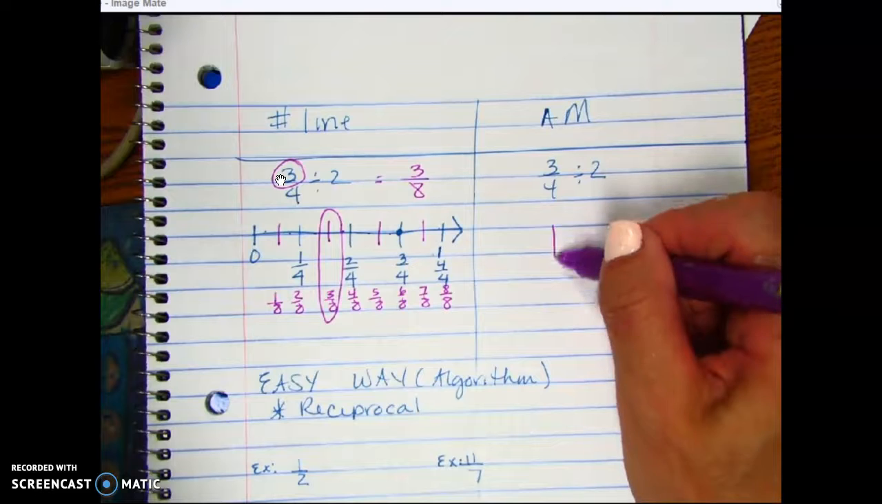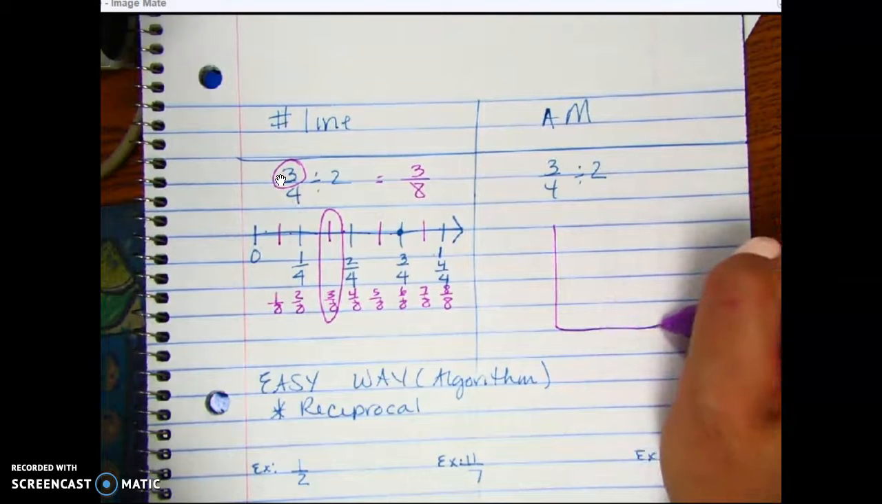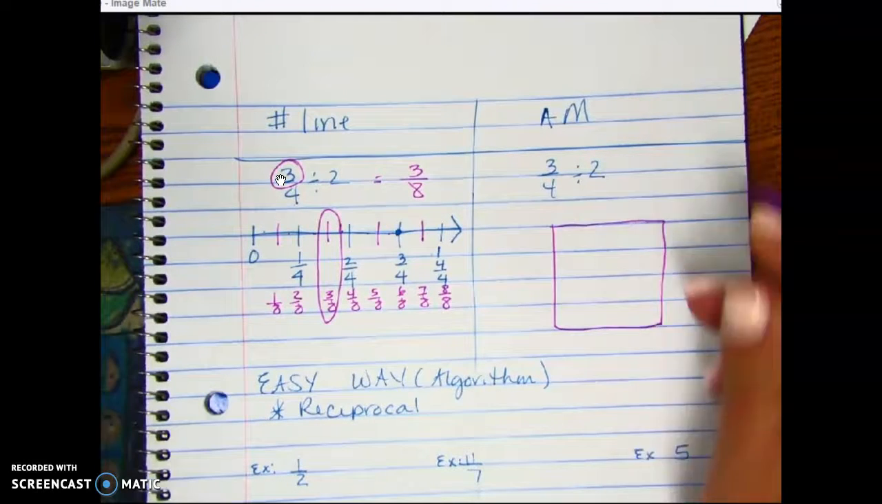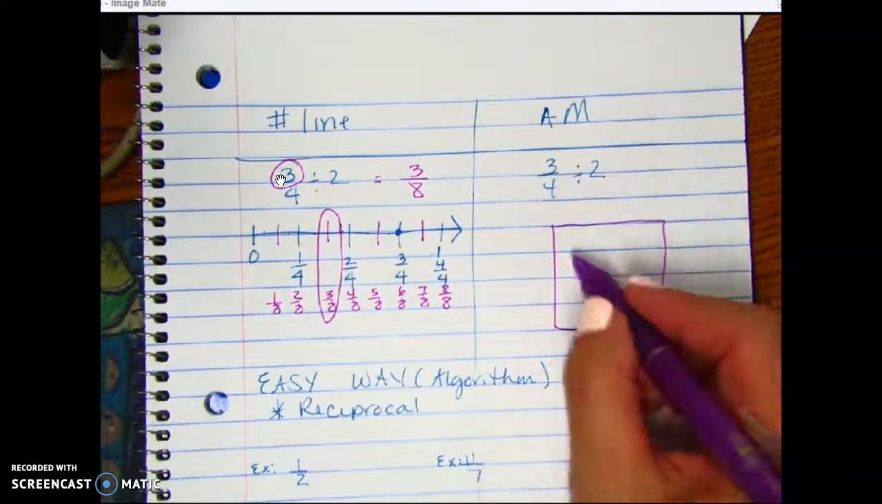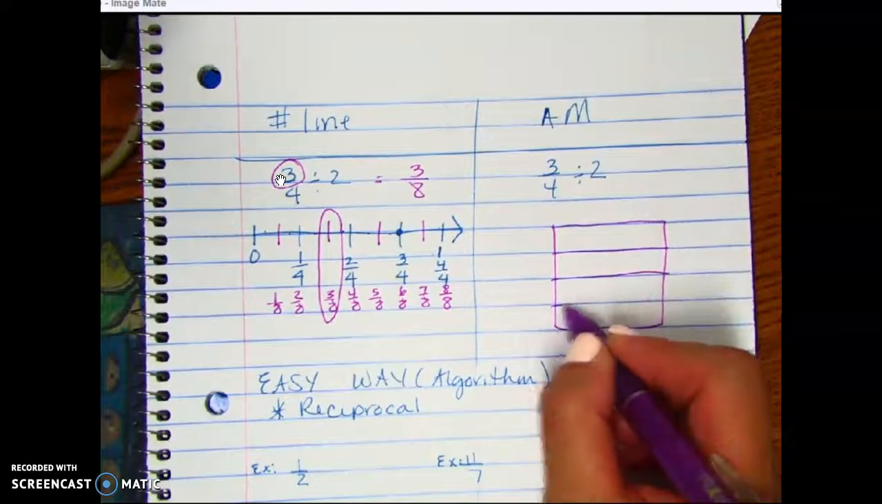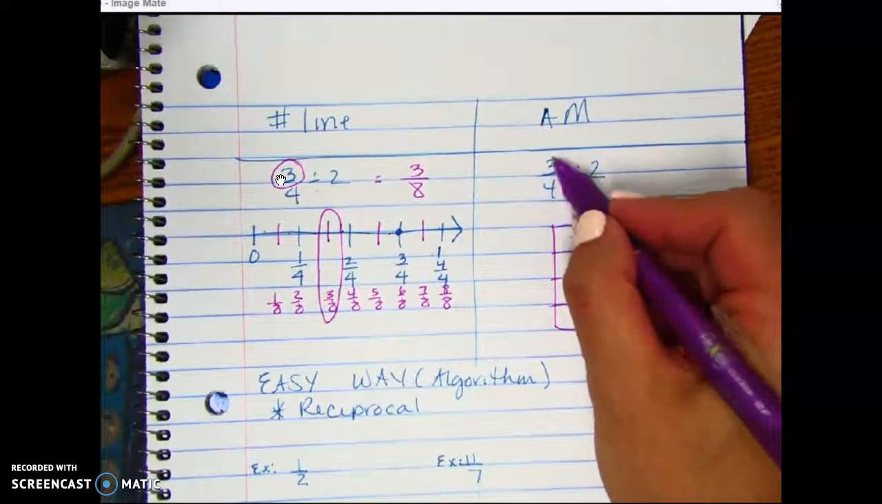Now again, I draw my area model. I'm going to keep this really simple and just draw a nice box with 4 lines, and I can divide it into fourths, and I will shade in 3 out of 4.